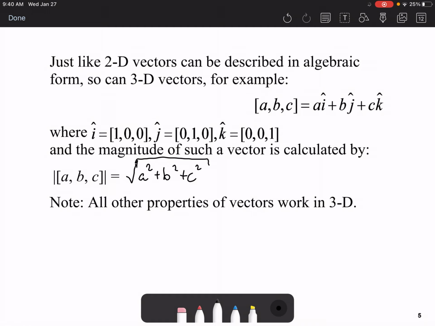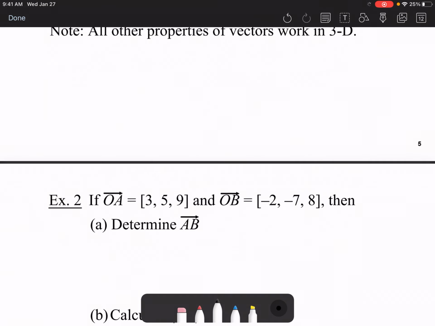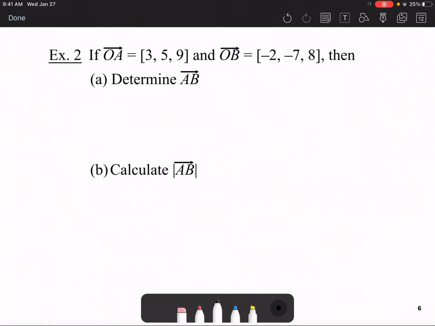All other properties seem to work fine with three-dimensional vectors, including dot product. So let's take a look at a few examples. If we have the vector OA and the vector OB, and we want to determine the vector AB, remember to find the vector AB, we can take the vector OB and subtract OA. We proved this recently with Cartesian vectors.